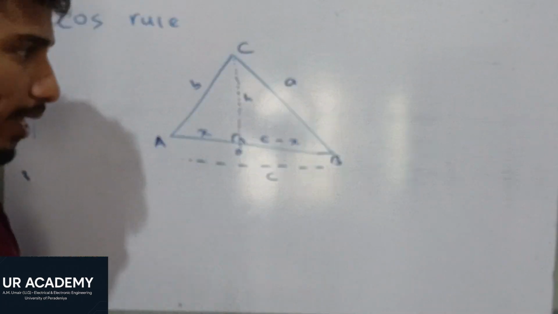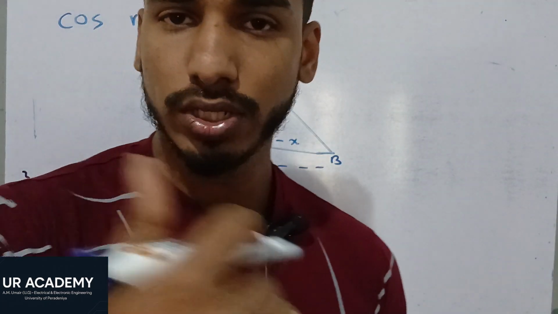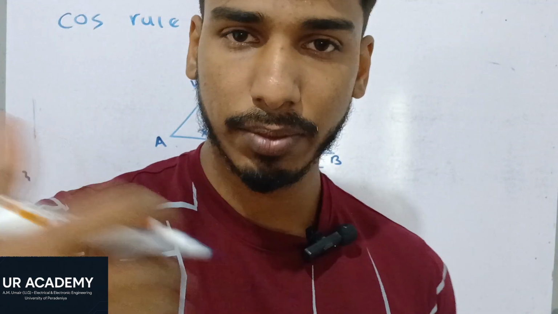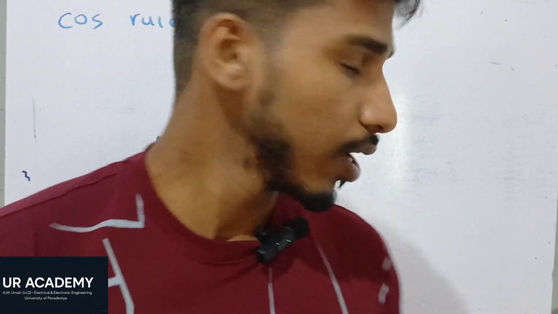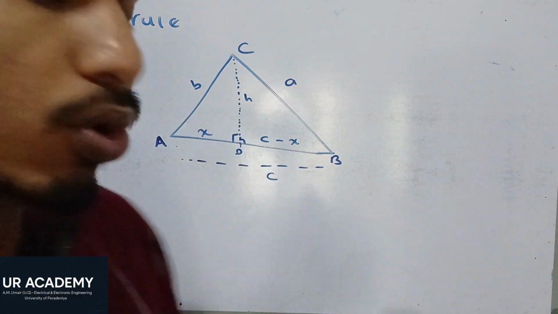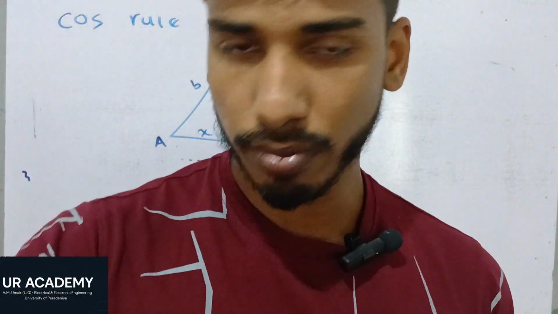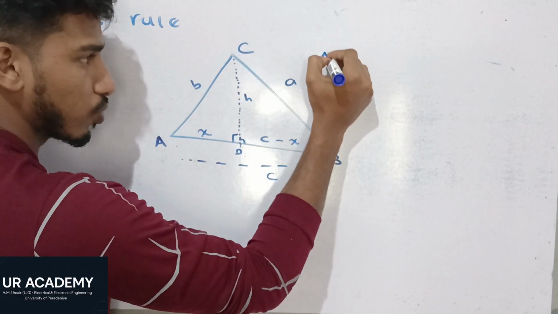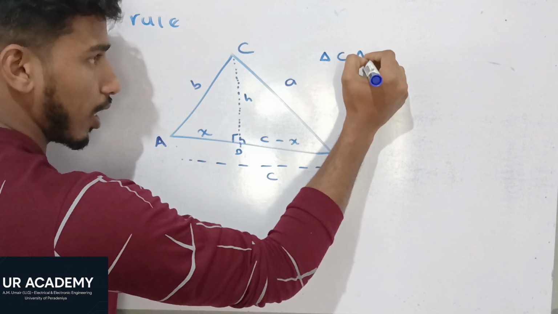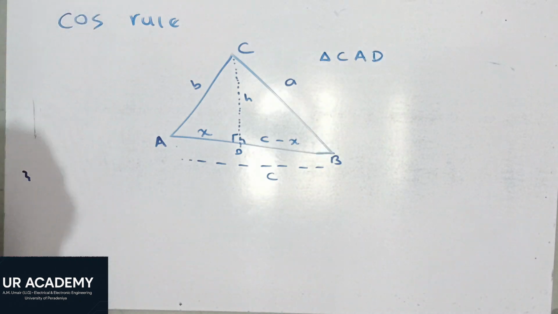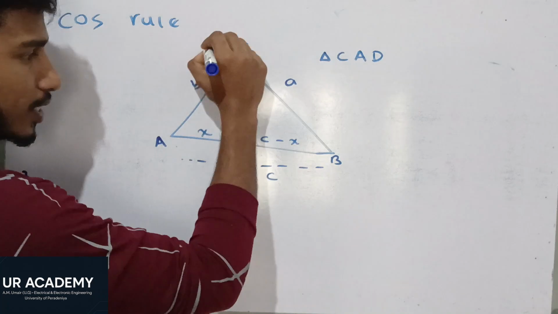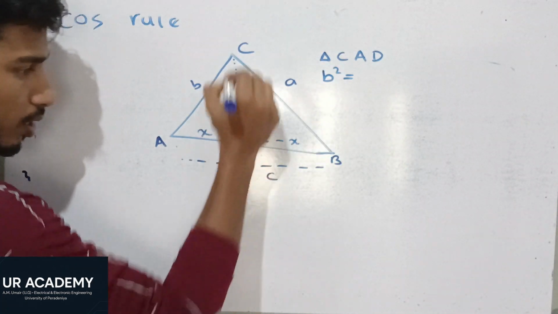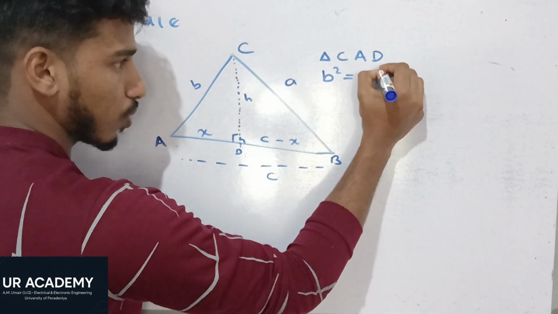So of course the idea is the Pythagoras rule. Now when it comes to the sine rule, the concept was we were considering the angles, and the relationship between the angles and the sides was obtained easily. But when it comes to the cos rule, the core concept is the Pythagoras rule. From that we start deriving. So when you use the Pythagoras rule for the triangle CAD, we can see that this is the hypotenuse, so b squared is equal to h squared plus x squared.